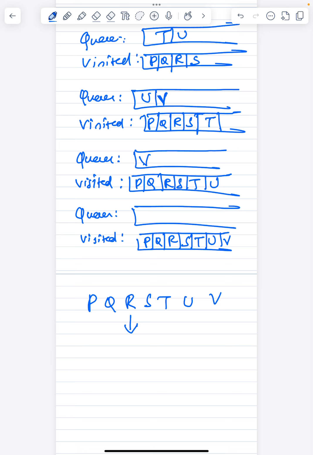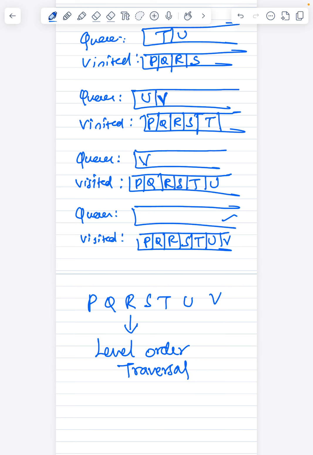This comes by level order traversal. It will traverse level by level. If you look at this, we keep doing this visiting until the queue becomes empty. Remember that. So this is how level order works.